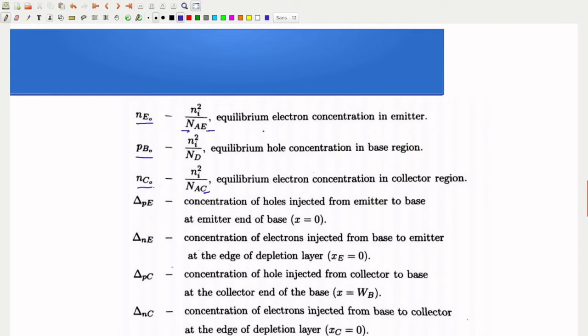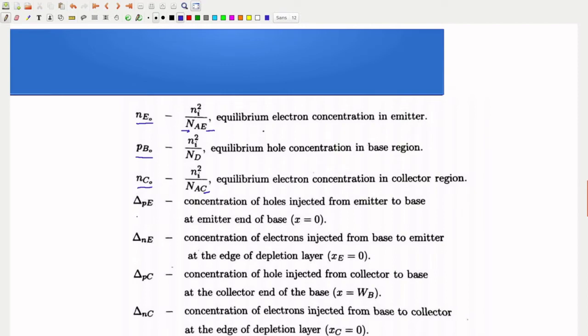We are considering a PNP transistor, so we know that electrons will be minority in the emitter. Same is the case with the collector, where electrons are minority. In the base, holes will be minority. Why are we bothered about the minority carriers? Because that is the cause for excess carriers.